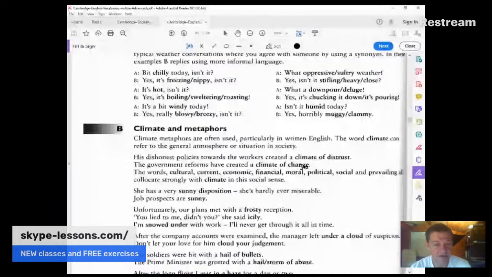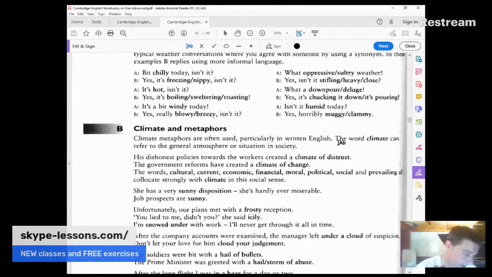Okay, climate and metaphors now, because we often use the climate metaphorically, and I think all languages do. So his dishonest policies towards the workers created a climate of distrust. Yeah, we often talk about a climate of distrust, a climate of fear, a climate of change, as in the next one. Yeah, so the recent government restrictions have created a climate of fear.